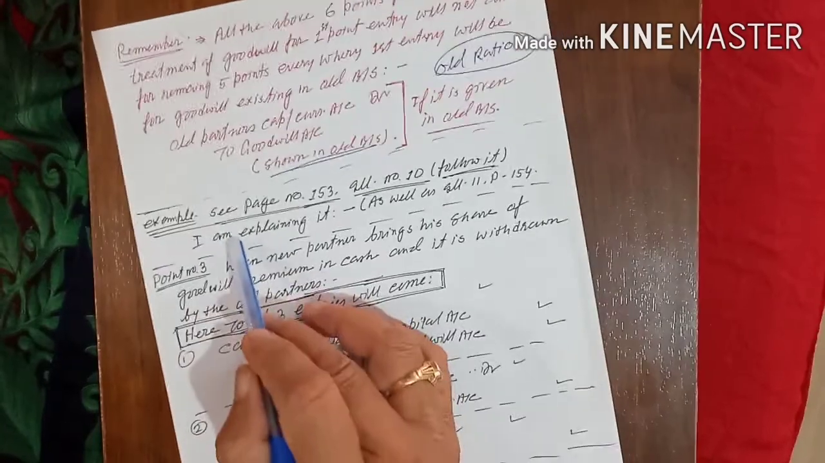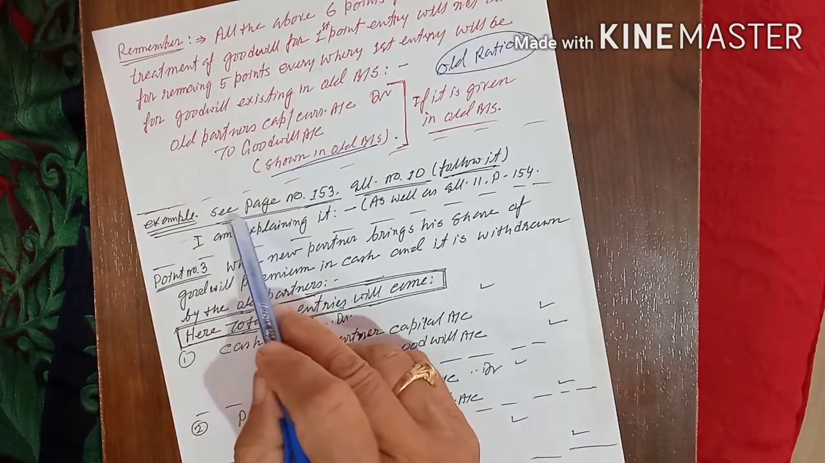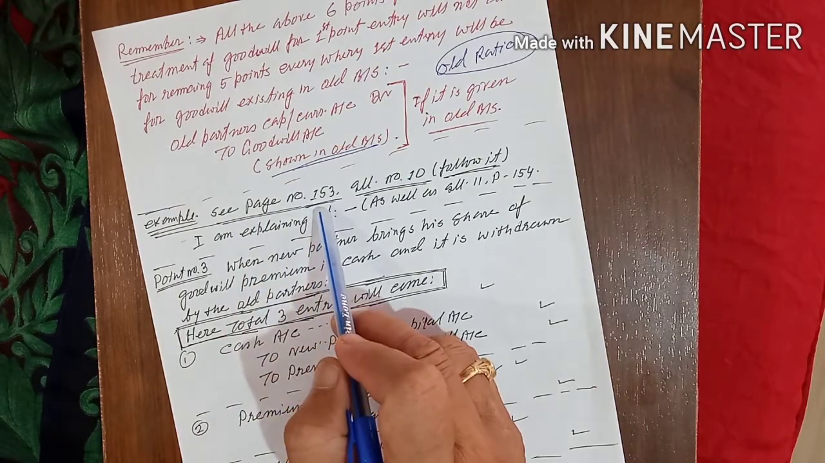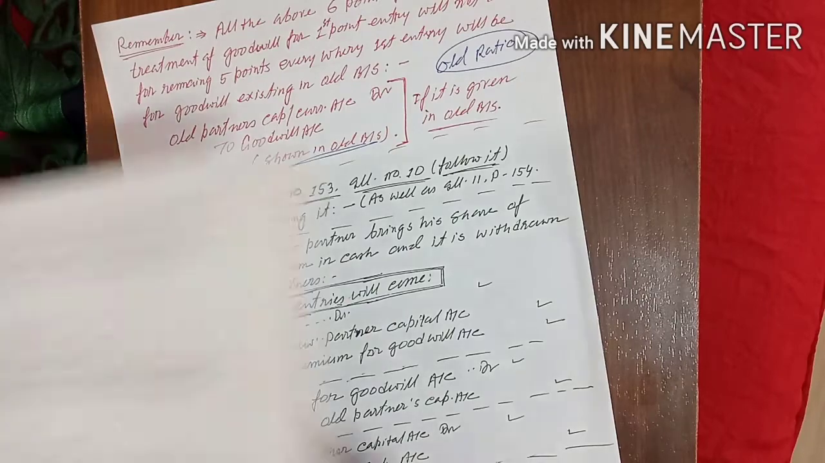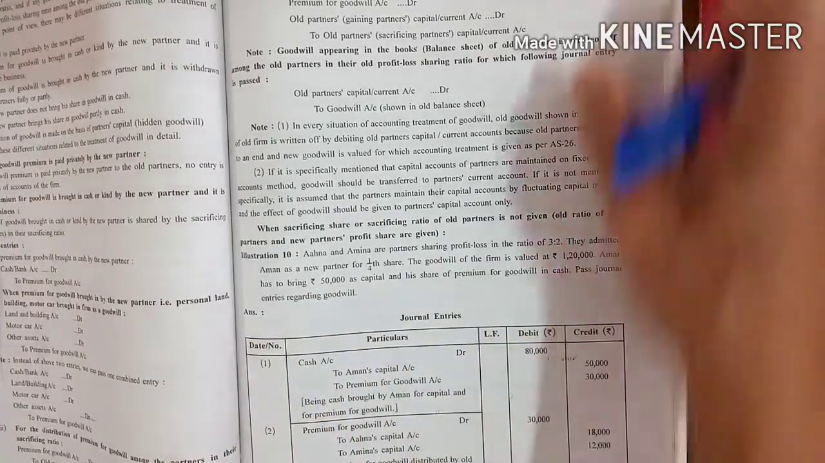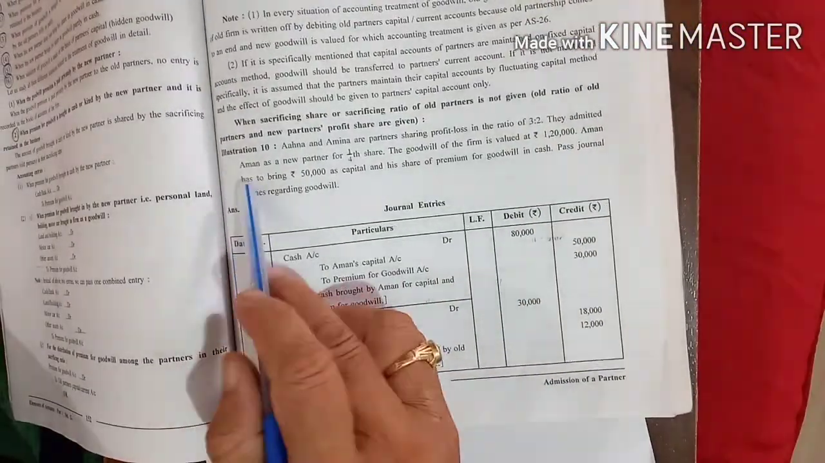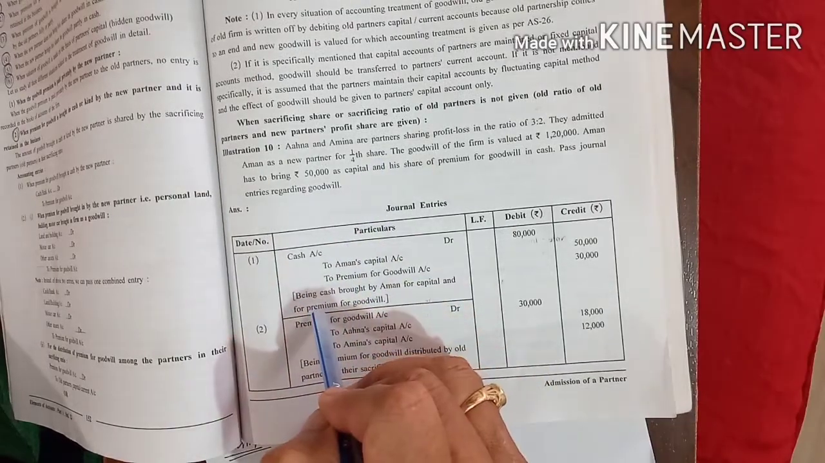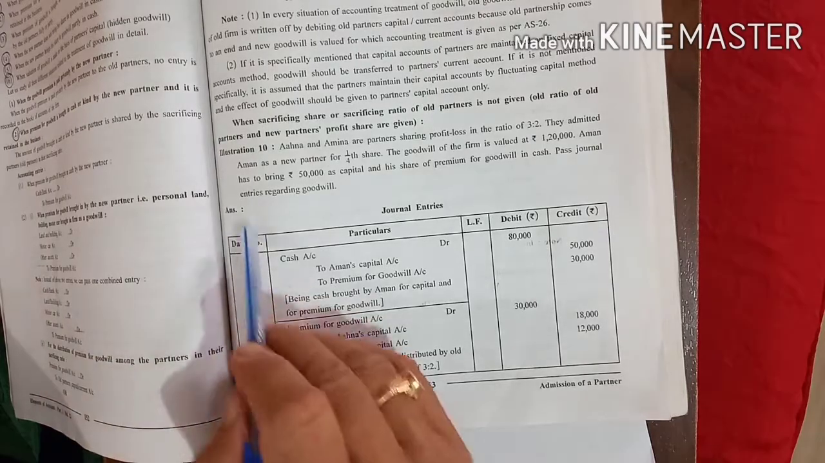I have taken the example from your book. From your book I want to explain the example. See page number 153, illustration 10. I want to explain this one from your textbook. I have not written the journal. I will read the question and I will explain the answer. Everyone will follow that.